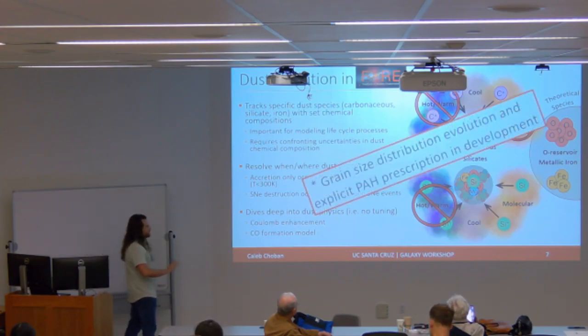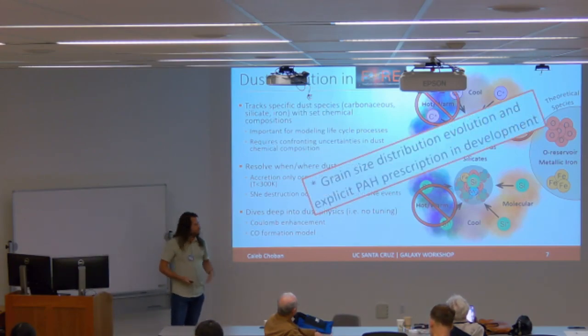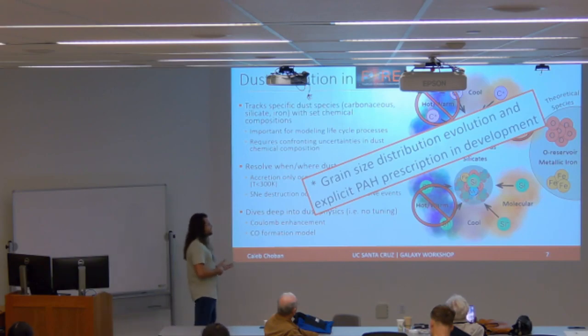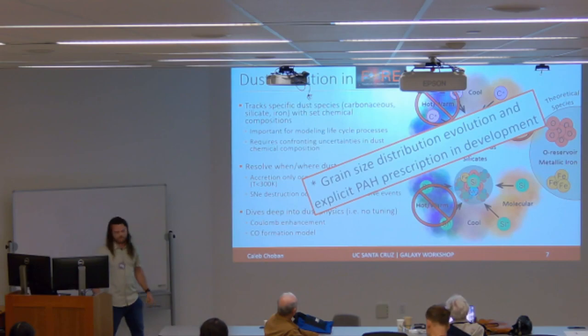But, batteries not included, a warning that it doesn't model everything. Right now, it doesn't model grain size distribution evolution, which is important for things like extinction curve predictions. We have no explicit PAH prescriptions either, but these are two things that I'm actually developing right now. Look forward to seeing those in the future.